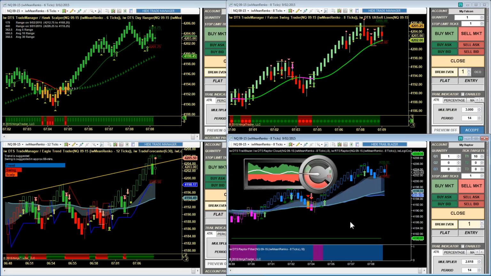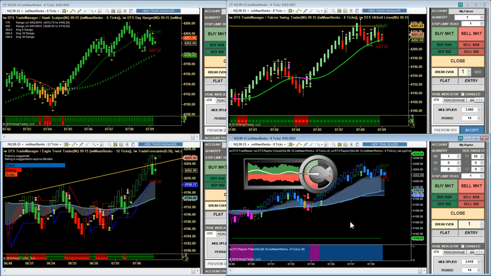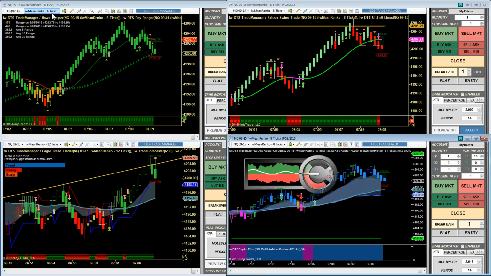Okay, Zaman asks, hi, I'm using the same mean Renko bars. What brick size do you use and what setting on the Super Trend indicator? Well, for the Hawk Scalper, for 90% of the markets, we recommend a 6-tick brick. For the Falcon Swing Trader, an 8-tick. For the Eagle Trend Trader, a 12-tick. And on the Raptor, we also recommend an 8-tick.